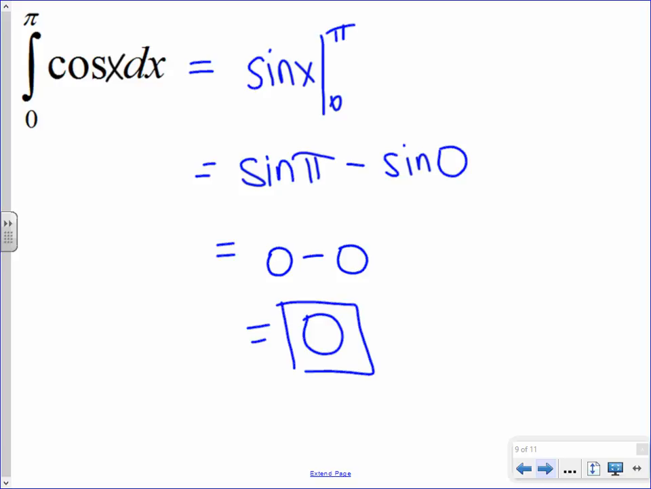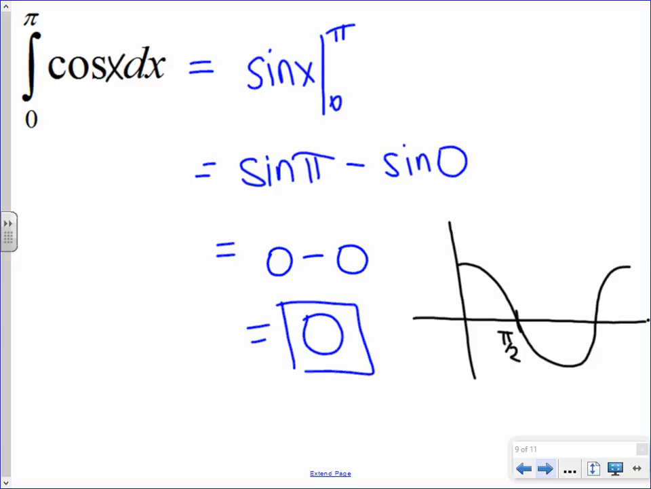All right, 5-1. What do you think? 0. 0 is 0. What's this pi over 2? The graph of cosine of x looks like this. Here's pi over 2. Here is pi.